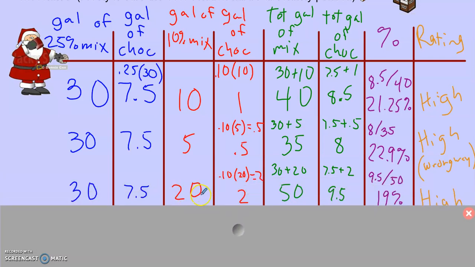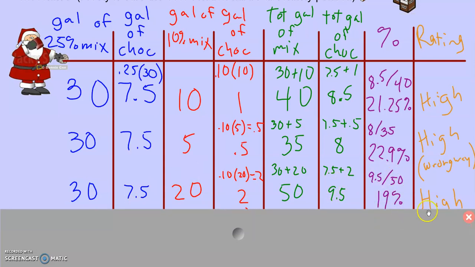I went with 20. So again, these numbers are the same. 10% of 20 is 2, so 2 gallons of chocolate in that 20 gallons of mixture that I'm adding. 30 plus 20 is 50. 7.5 plus 2 is 9.5. And then 9.5 out of 50 is 19%. That's still too high. And if you compare it to our first guess, I didn't change it by a whole lot, by a couple percent only. I want to get down to 15%.